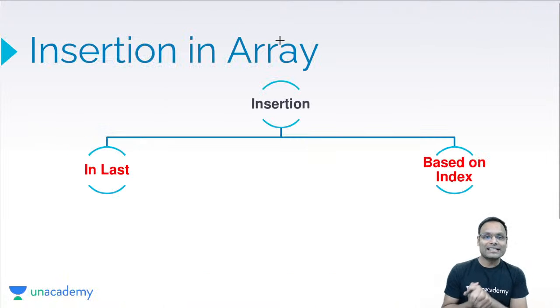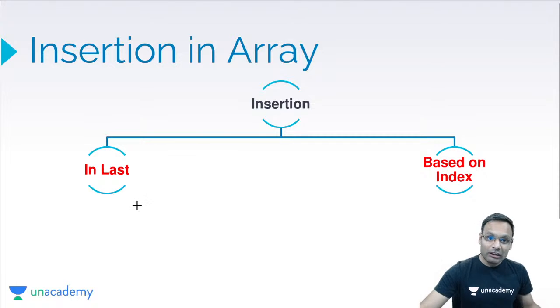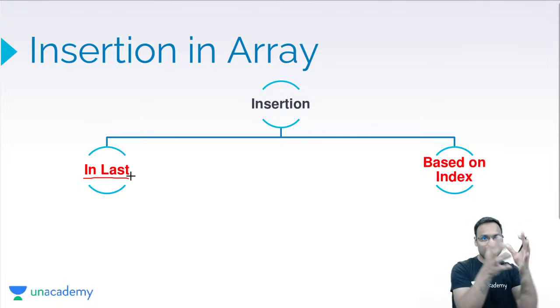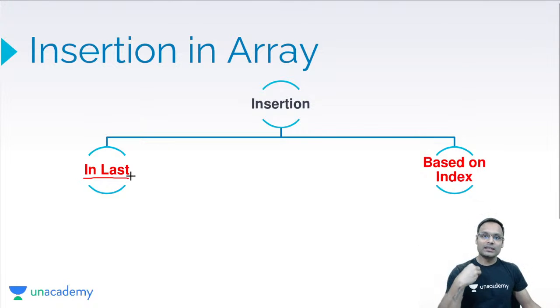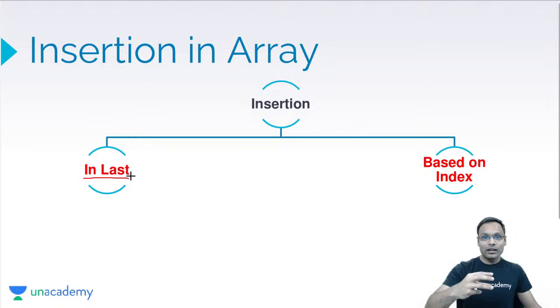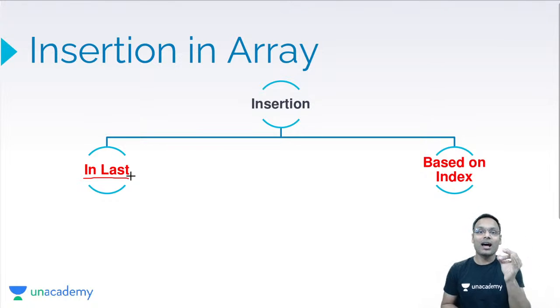So first of all, insertion in the array. Insertion in the array can happen two ways. The first way is, if you are inserting an element at the last, wherever the current element is present, on its next index you are inserting another element. Or sometimes insertion is based on the index, meaning wherever you want to insert a new element, you will have to provide the index कि सर इस index पे जाके ही insertion करना है. You will have to go to that index and insert.